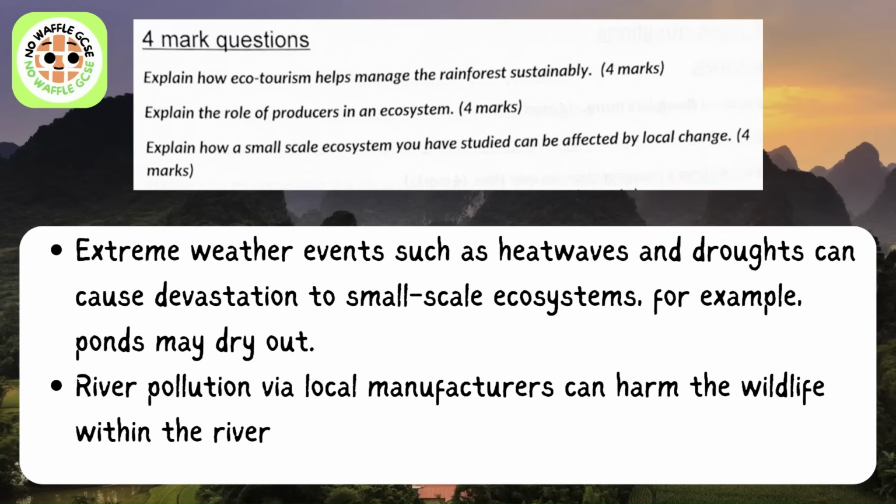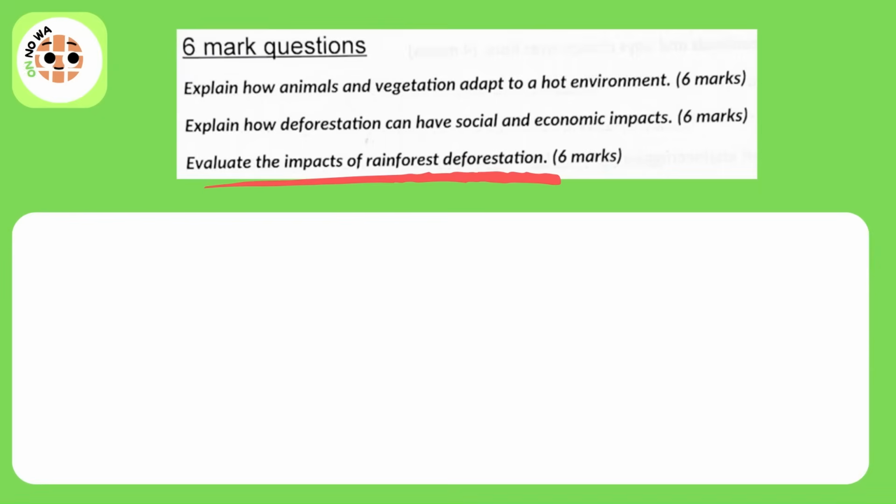And now moving on to the 6 markers for section B. We're only going to look at one of them because obviously the previous 2 are linking to what we've looked at, and I want you guys to have more of a go at these questions. So looking at the impacts of rainforest deforestation.